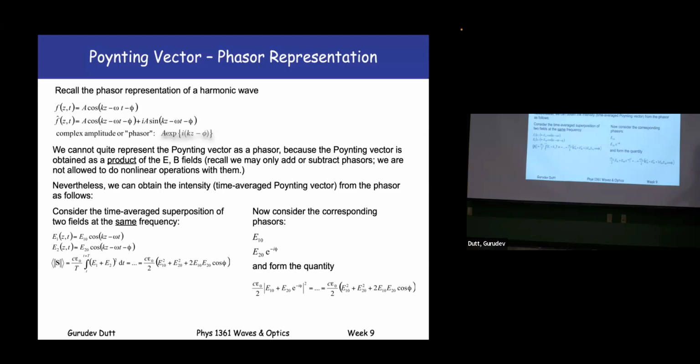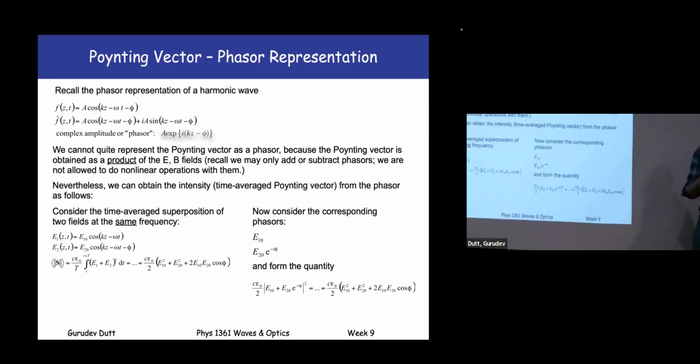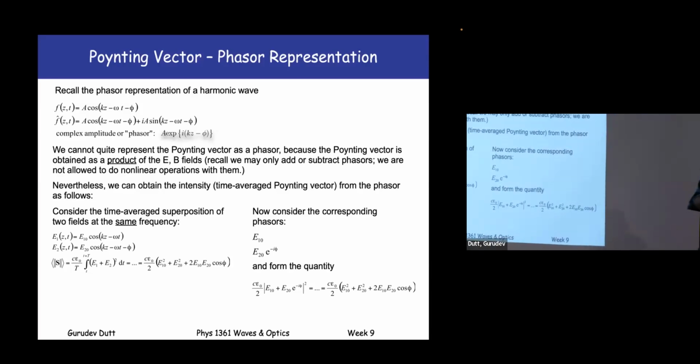Whenever I'm finding the phasor, at the end, when I want to find the intensity, I'm always interested only in the magnitude squared of that phasor. We'll always be considering the magnitude squared. And this is the proof that it is identical, as long as I multiply by c epsilon naught over 2, to the time average intensity of the wave.